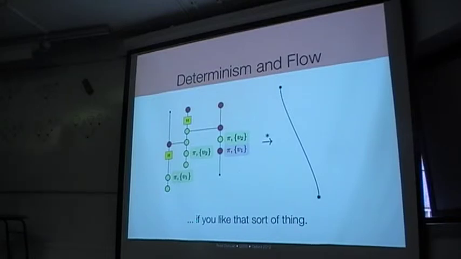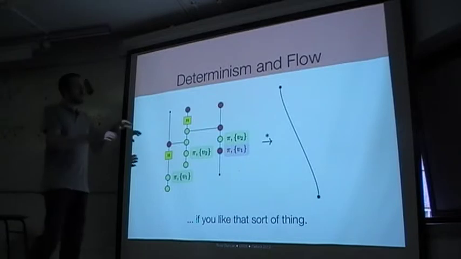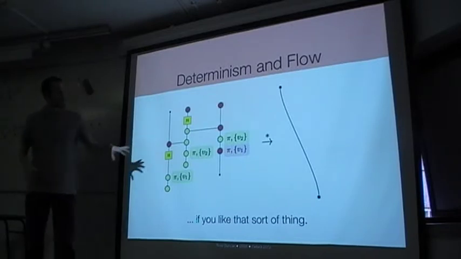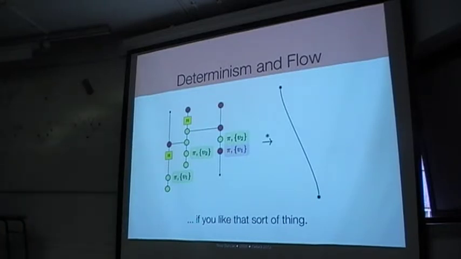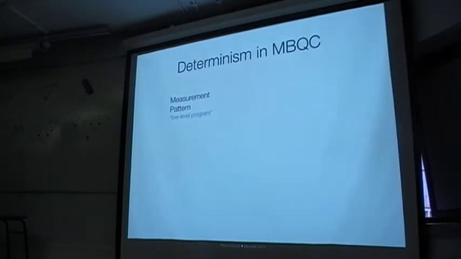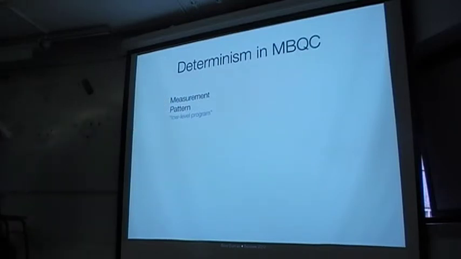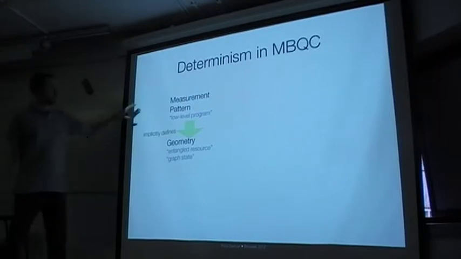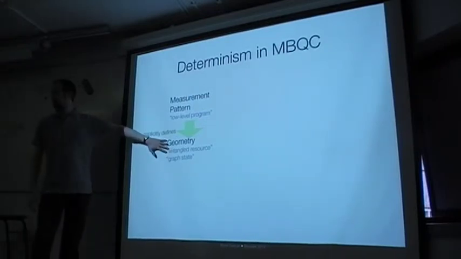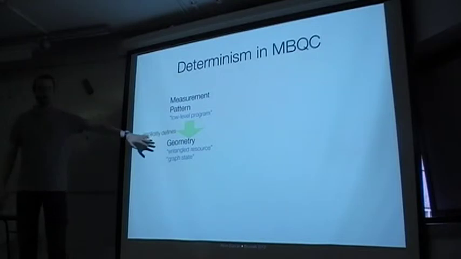So now I'm going to try and get a bit more into the analysis of determinism and flow using these languages. So let's sort of reset where we're at. So we have this measurement pattern, this program, very basic, low-level syntax. But every measurement pattern has an underlying geometry, which is basically the graph state you built your pattern on top of.